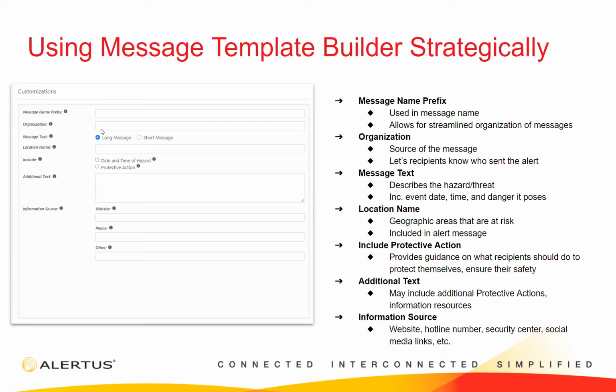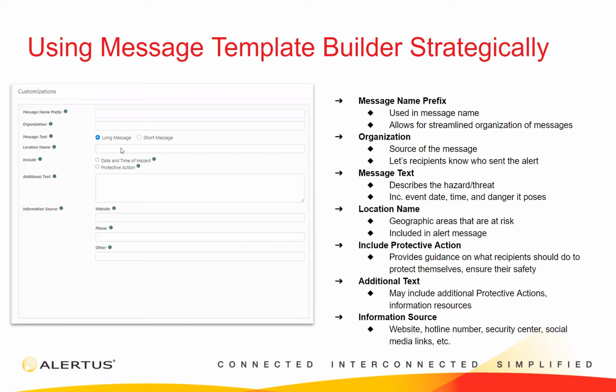Now, message text, we have long message or short message. The caveat with this is that short message doesn't necessarily meet the industry gold standard, right? Long message does, because what short message does is it kind of does away with all the extra details of the alert. Whereas long message includes geographic areas that are at risk, what the hazard is, all the information, the date and time, the danger it poses, all of that. Short message just gives you just the very pertinent information. There's an active shooter, run for cover, or maybe just that, there's an active shooter, and then that's it. So long message is actually what the gold standard will meet.